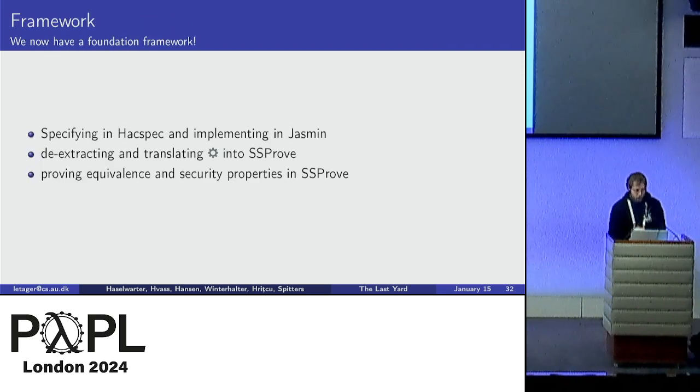Yes. So now I showed that we actually have a framework for doing specification and implementation from end to end, fully verified. What we actually do in this is we start by specifying a hacspec, implementing a Jasmine, then we de-extract the Jasmine and translate automatically both hacspec and Jasmine into SS-proof, then we prove equalities, and then finally we show security properties in SS-proof for this.